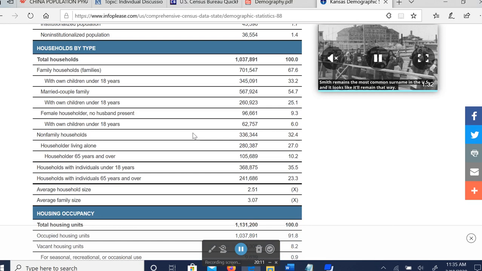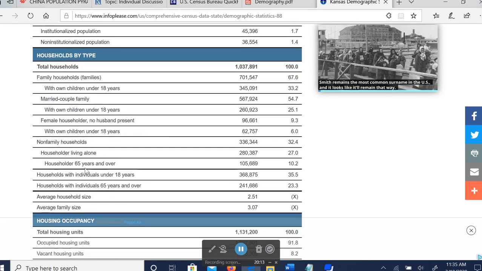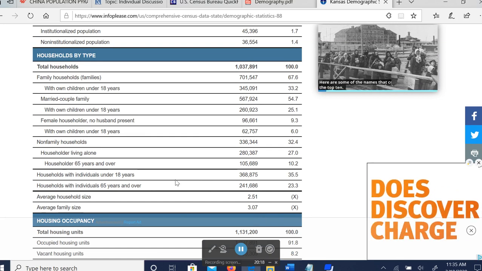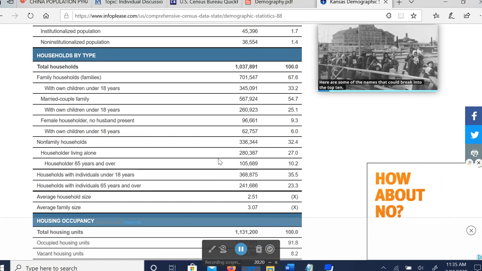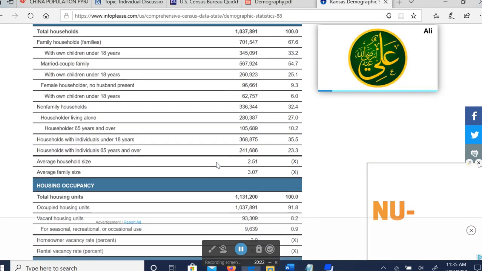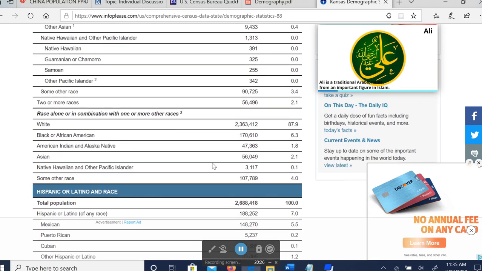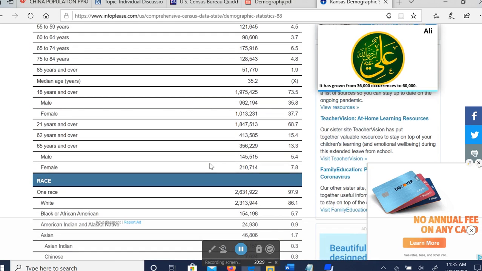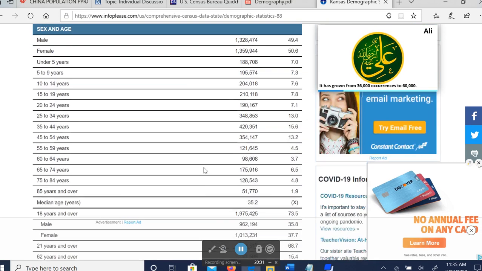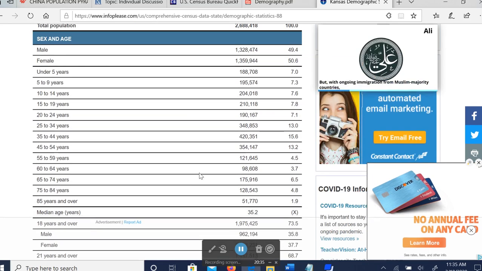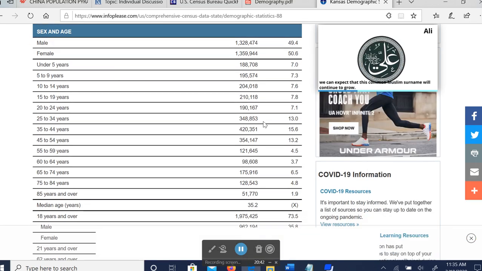And you can mention just anything from here you like. The average family size or household size, number of people living alone. So let's say you plan to be in the healthcare field, and if you want to work in Kansas, is this a good idea or a bad idea? You can gauge from here.